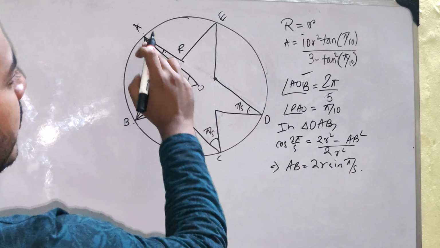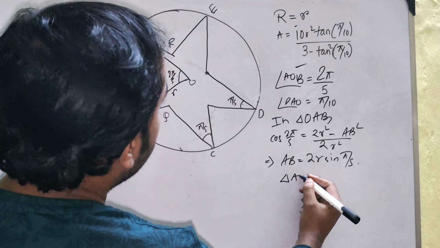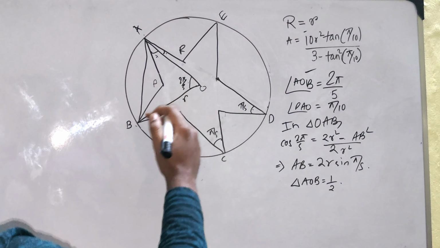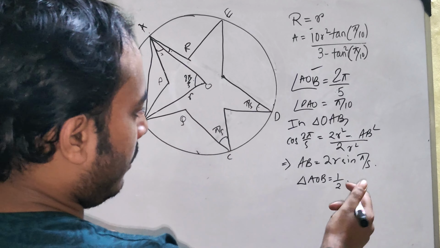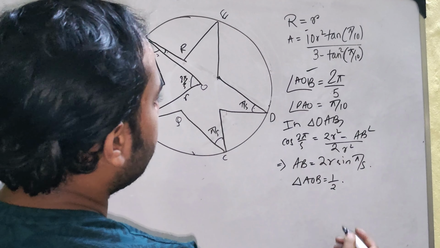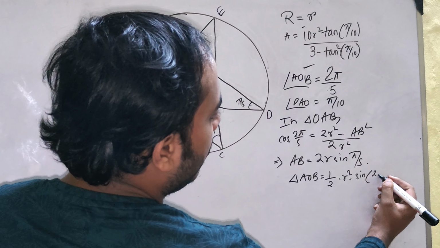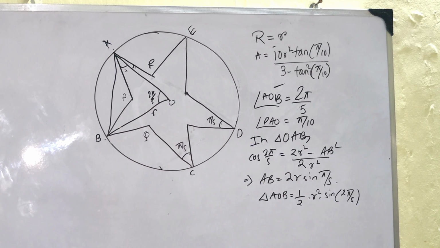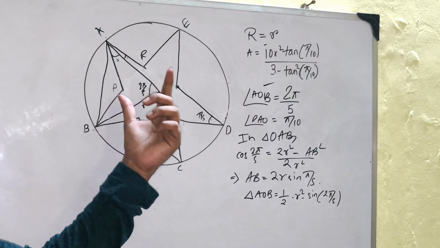From this information, we can easily find the area of AOB as well, because the area of AOB should be half into OA into OB into the sine of the included angle. That is one of the formulas you have learned in properties of triangles. So half into r square into sine of 2 pi by 5. This is going to be the area of the triangle AOB with this angle.